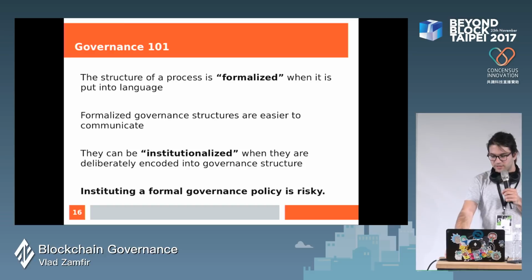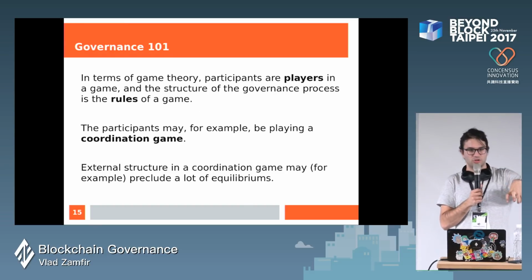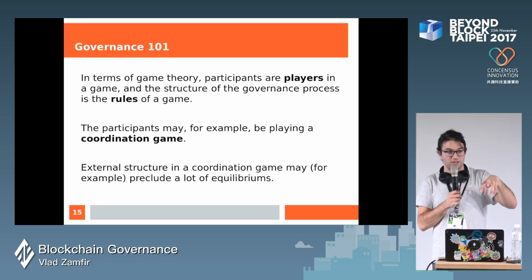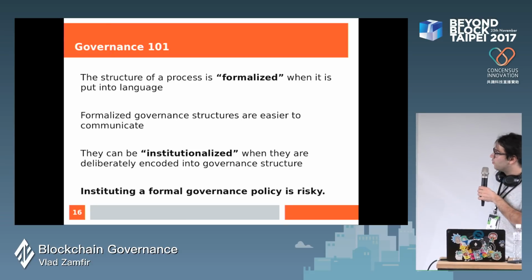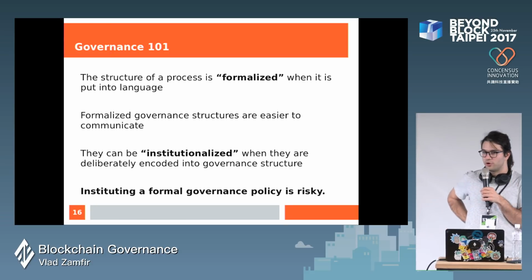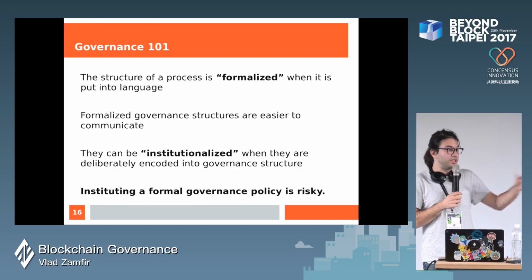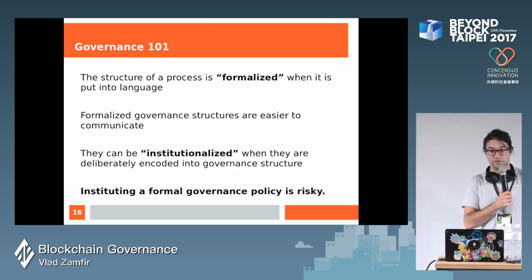So basically what I've said so far is, okay, there's participants, they have incentives and information, and there's a structure to the governance process that restricts the way that they can act to influence decisions. The structure can be formalized, which basically means that you can put it in a language, or you can describe it in a model, right? And that makes it really easy to communicate. It makes it easier for participants and stakeholders to know what's going on in the governance process.